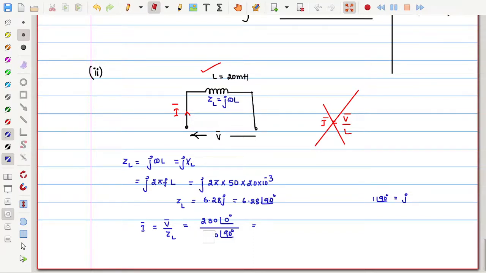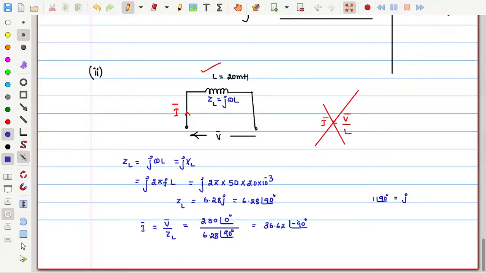So now this is what? 6.28 at an angle of 90. 230 divided by 6.28, how much is the value? 36.62, sir. 36.62. How much is the angle? Tell me now. You should be in a position to say the angle clearly. Minus 90. Exactly. Minus 90. Very good. So now this is what the current.